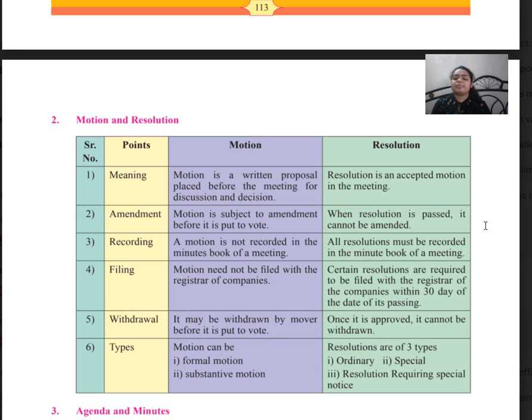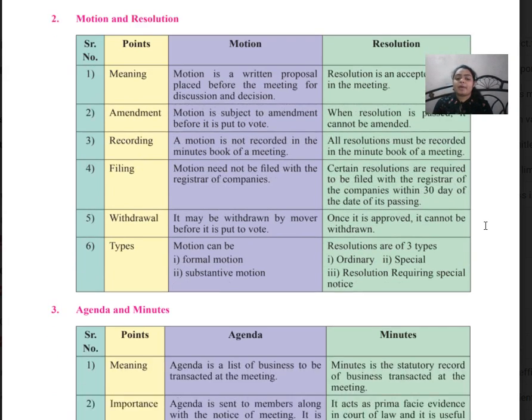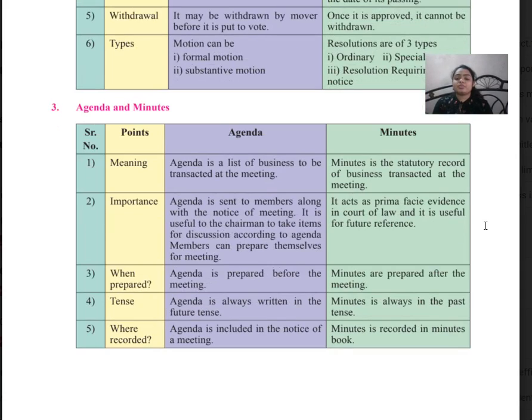Types of motion can be formal motion and substantive motion. Resolutions are of three types: ordinary, special, and resolutions requiring special notice. So these are the three different types of resolutions which are being passed. Then next we have agenda and minutes.